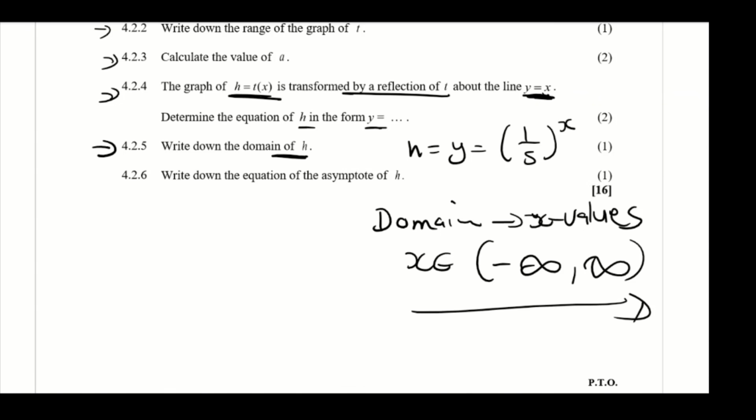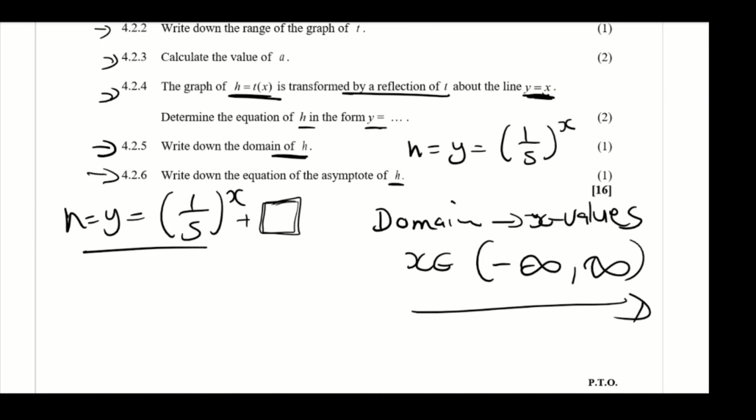Now let's go to 4.2.6. Write down the equation of the asymptote of h. So now we want to find the equation of the asymptote. You already have the equation of h, which is y is equal to 1 over 5 to the power x. Normally the asymptote of an exponential is written as plus a certain value, of which this equation doesn't have. It's just this expression here, meaning your y is equal to 0. Your horizontal asymptote is 0. So that is the solution for this problem here.